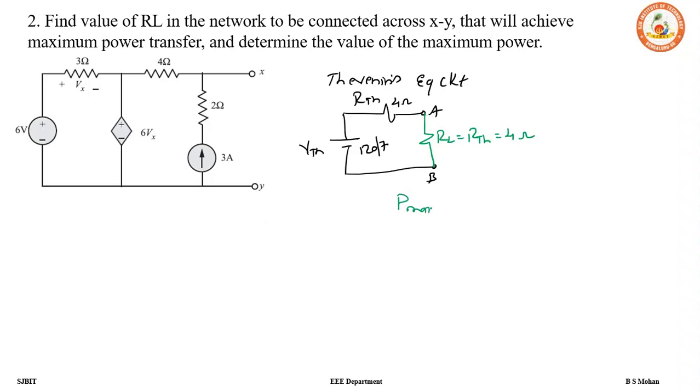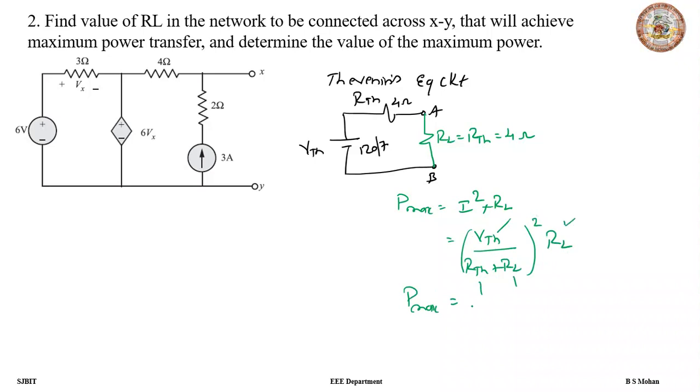So we can say P max is equal to I square into RL, and the value of I is VTH divided by RTH plus RL, the whole square into RL. Substituting the values, VTH is 120 by 7, RTH is 4, RL is 4, we get P max equal to 18.367 watts. So this is the maximum power that is delivered to the load.